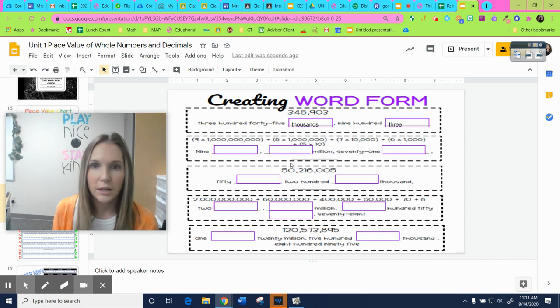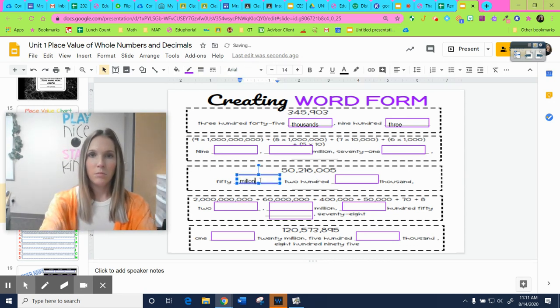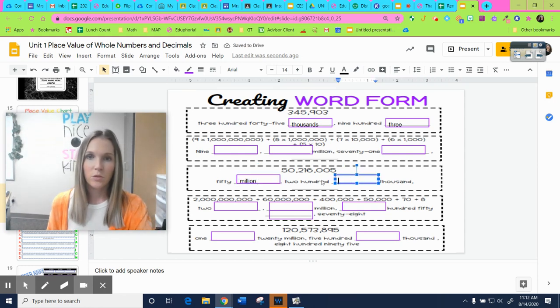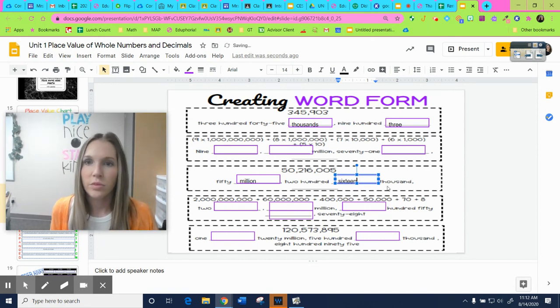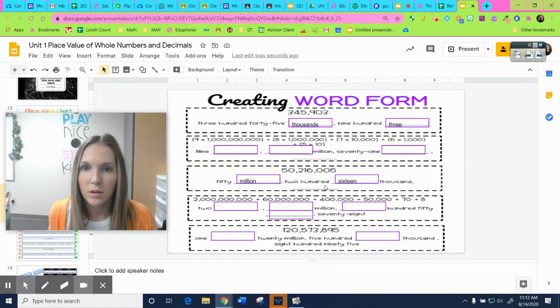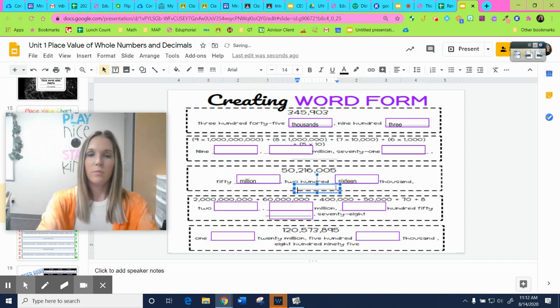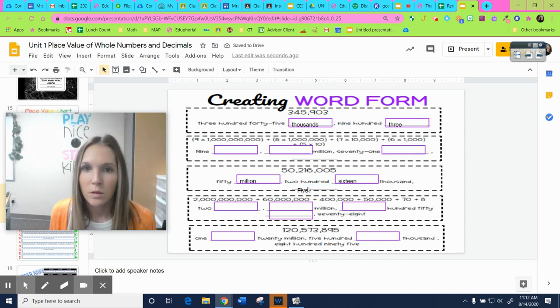This number here is written in standard form, just its regular old form, okay? We're going to look at the periods. There's the thousands and the millions, so we know this is 50 million. Look at this three-digit here, 216,005. So 50 million, 216,000. Oh, I did not put a text box there. You can put one if you want. If not, don't worry about it, okay? I'm just going to write 5 in that one.